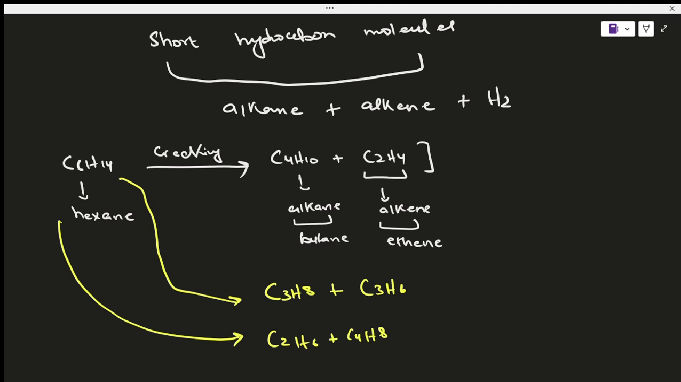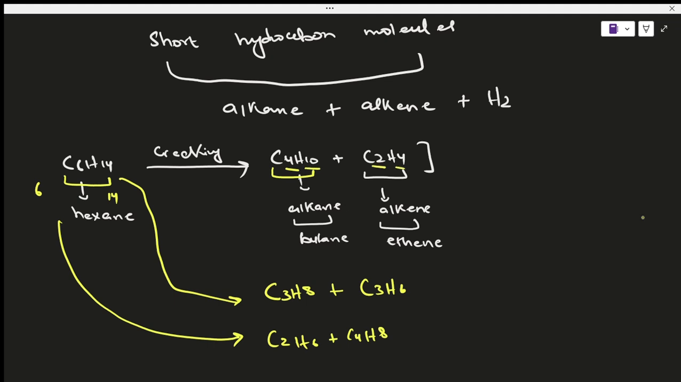And why is it correct? Because once the cracking happens, we never know the molecules or the combination that is going to be formed. So we just take it. The only thing that you need to be careful about here is that you need to match the number of carbons and hydrogens that you started with. So let's say you started with 6 carbons and 14 hydrogens, and you ended up with 6 carbons and 14 hydrogens. That's the only thing that you need to take care of.